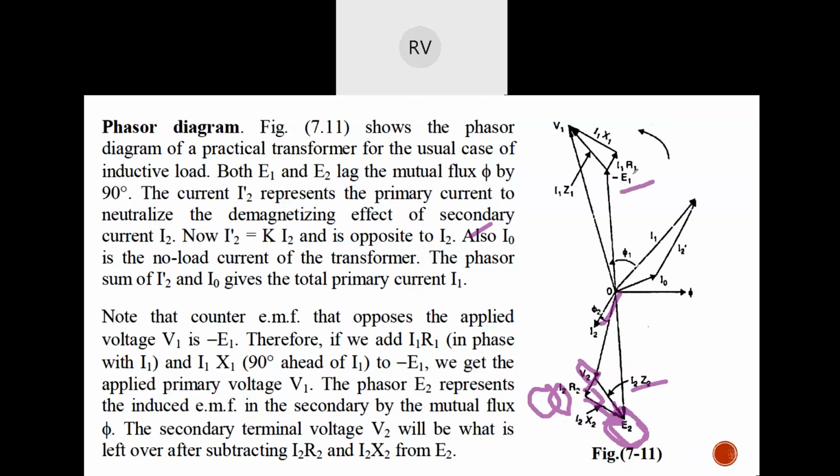Similarly, here also you are going to add I1R1. I1R1 will be in the direction of I1, parallel to this, and I1X1 will be 90 degrees to this one, because it is reactive, inductive. So you get this at 90 degrees from I1R1, and if you add these two, you get I1Z1. If you add I1Z1 to E1, you get V1. Okay, this is how the total phasor diagram has been drawn.